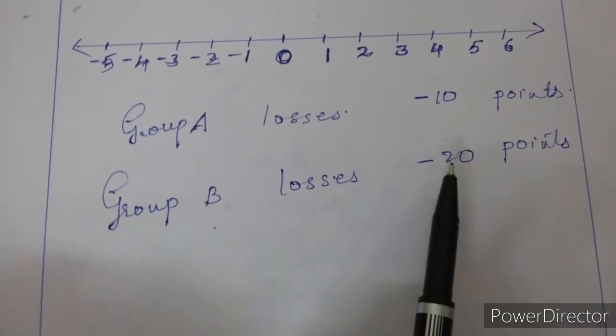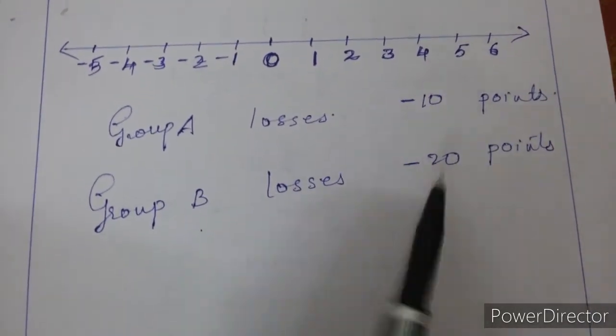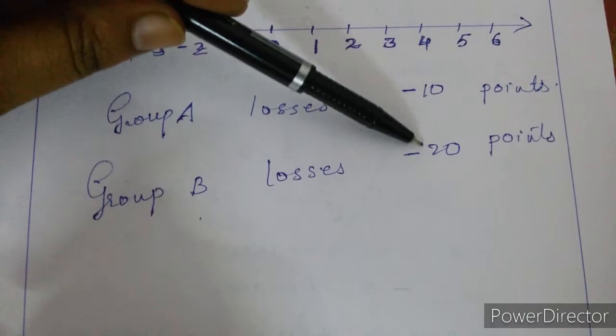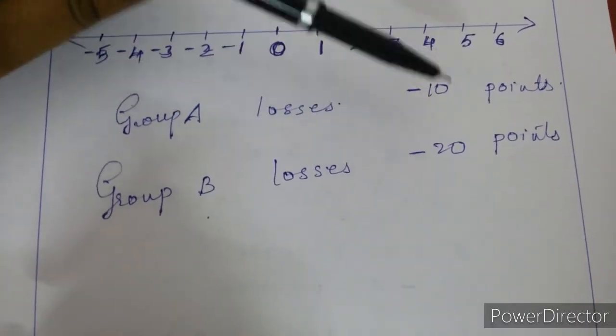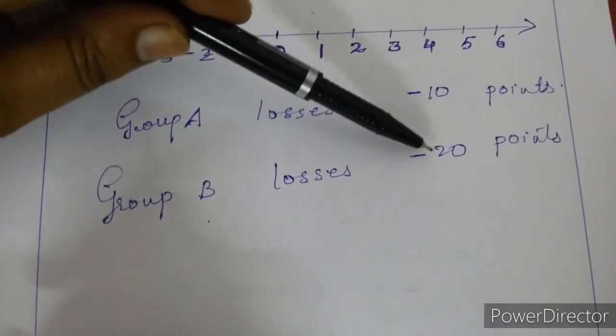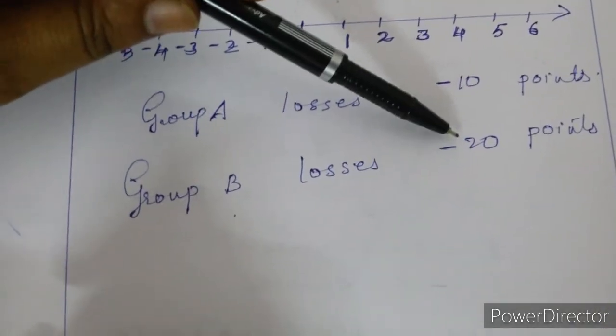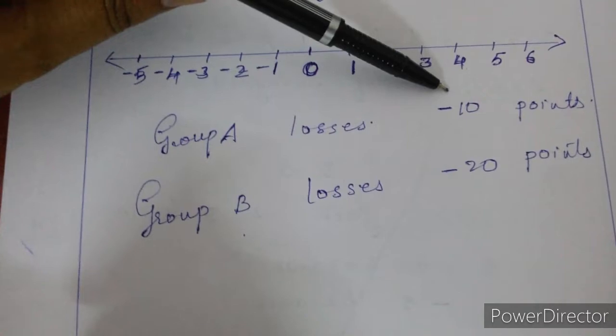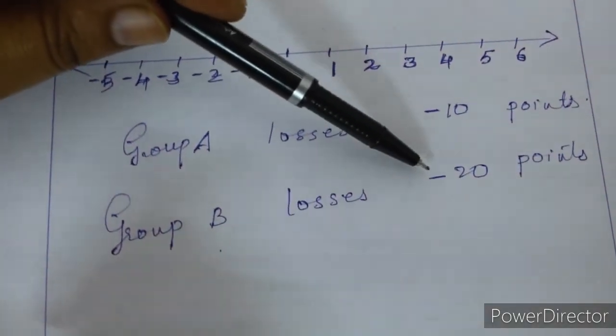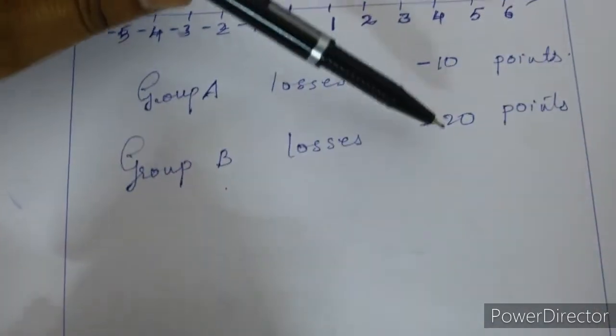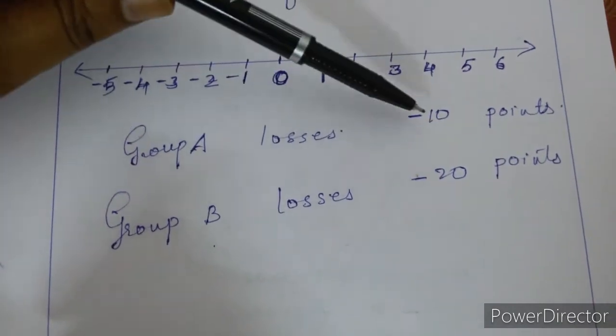That's why we can conclude that -20 is smaller than -10. When it is a negative number, a big number becomes small. Here they lost 20 points, there they lost 10 points. So group B has the greater loss. That's why -20 is smaller than -10.